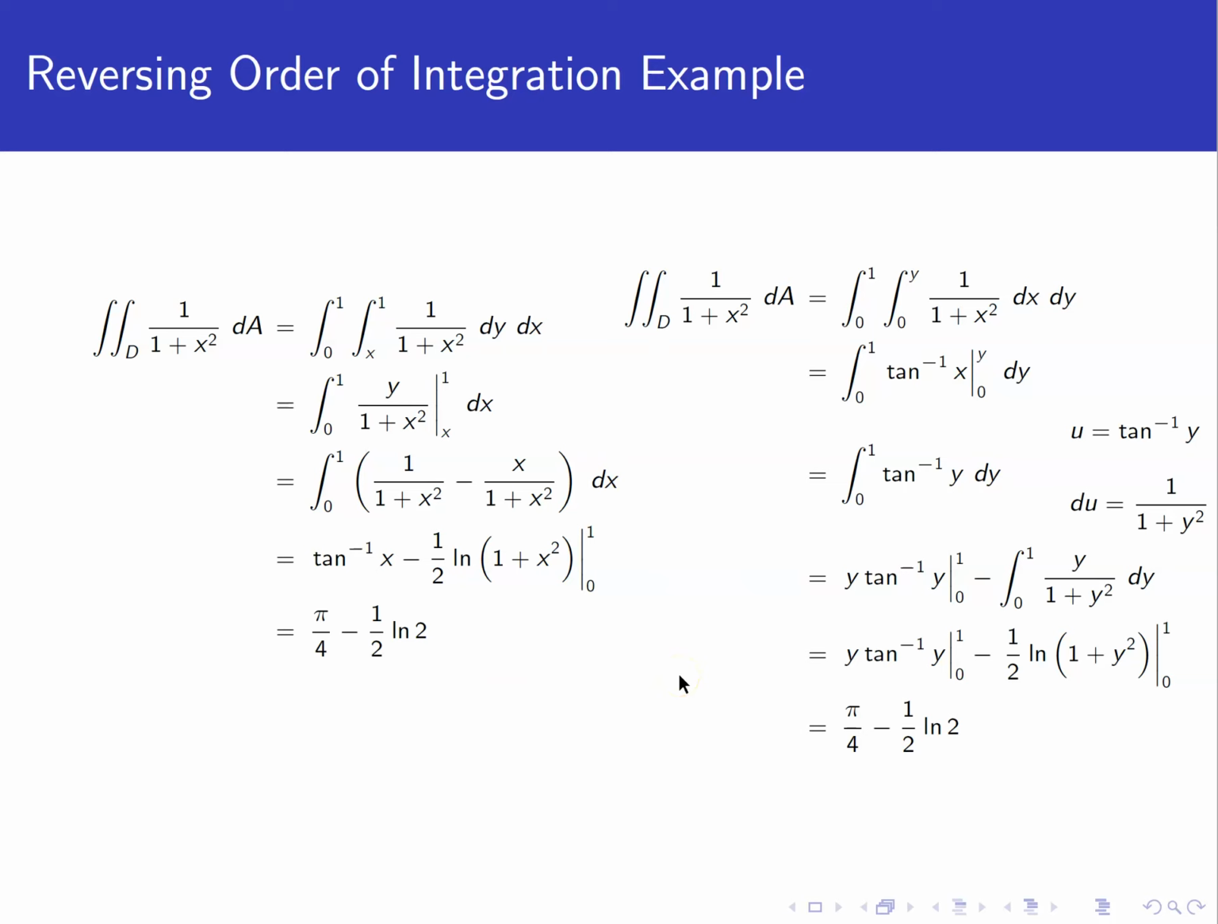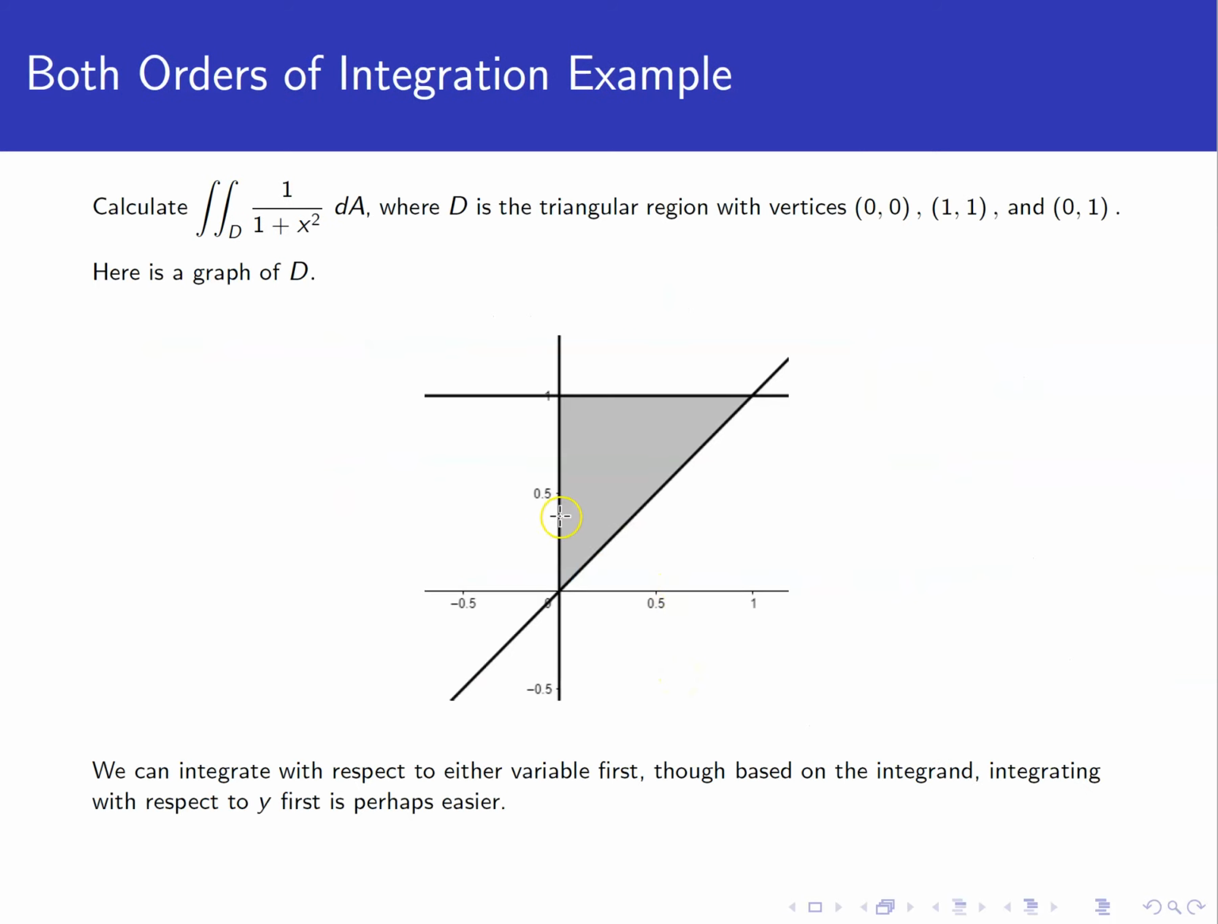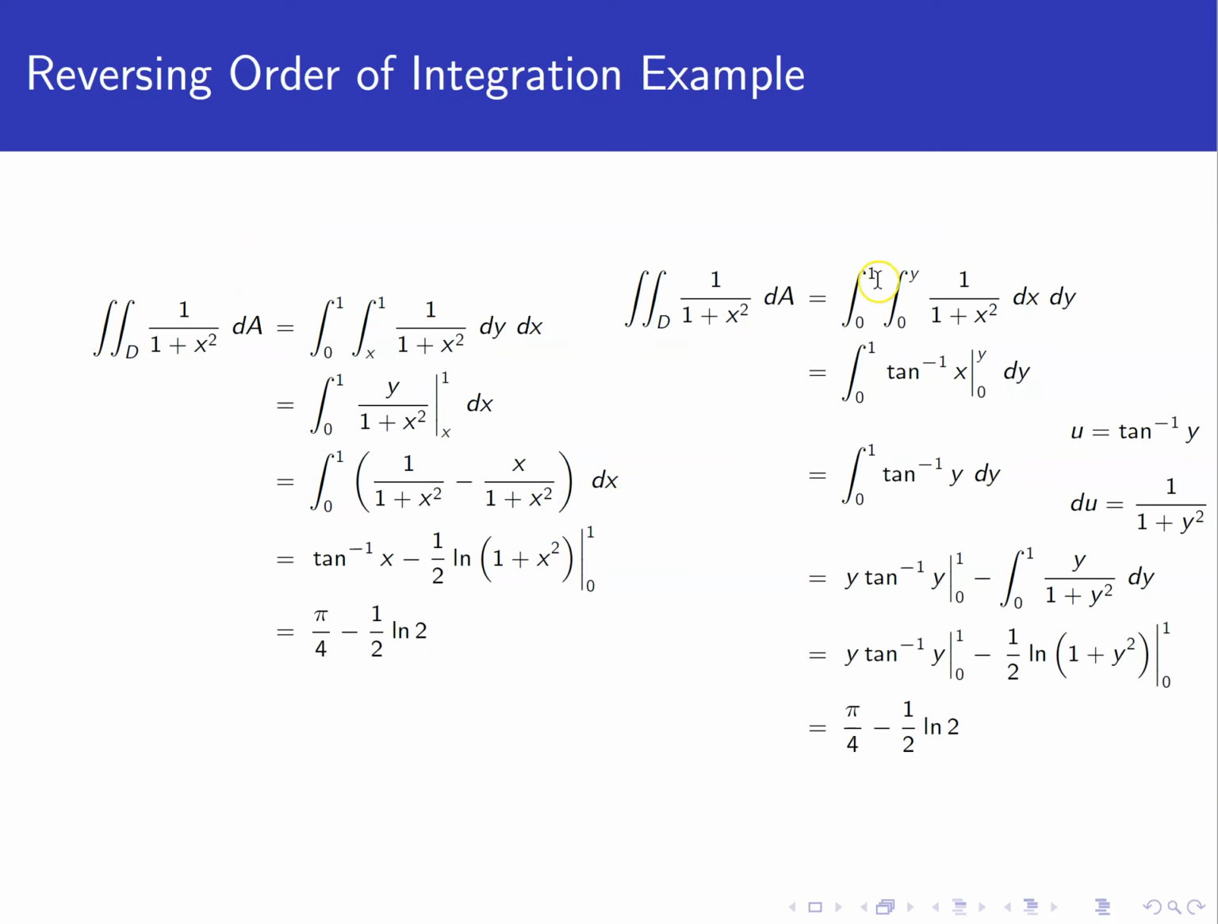If I go the other way around, let me click back over. If I want to do with respect to x first, my x's go from 0 to y. So I get integral from 0 to 1, integral from 0 to y. Antiderivative for this is just 1 over 1 plus x squared. That's inverse tangent of x, evaluated from 0 to y. And so then we just get the integral of inverse tangent of y.